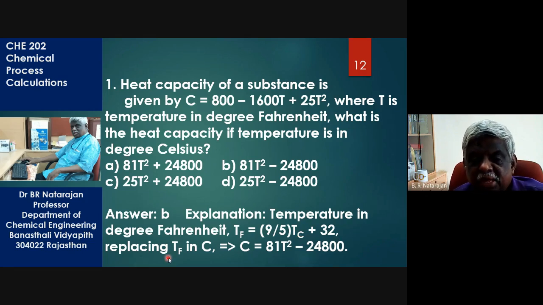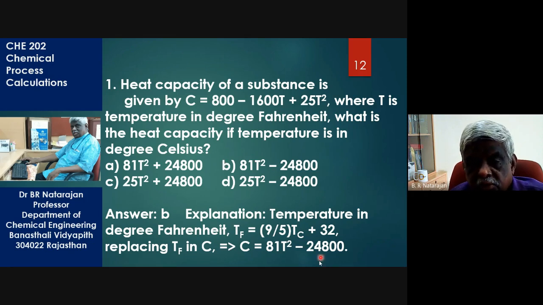Now you replace in this equation, instead of T, you use this expression, 9 by 5 Tc plus 32, and instead of T square, you use square of this term. Okay, now to simplify it, you will find that you will get 81 T square minus 24,800, and that is in B, right answer.